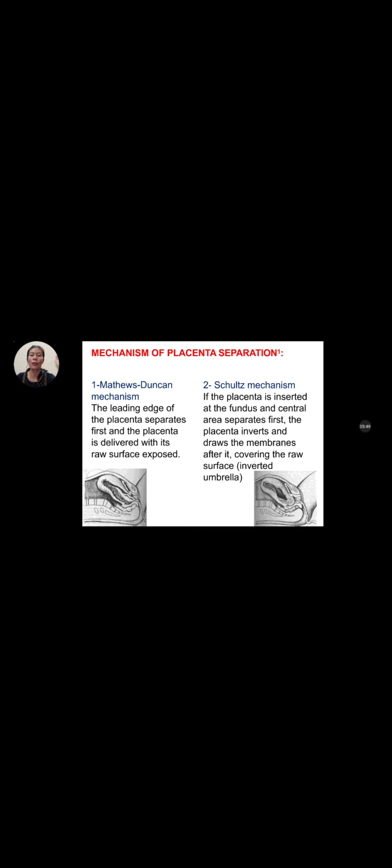Namely, it is the Matthews-Duncan mechanism. Second is Schultze's mechanism. So what happened in the first, Matthews-Duncan mechanism? Here we can see in the image also that the placenta can be separated. The placenta is a round, hard, disc-like structure in anatomy. If we see, the whole placenta is attached to the uterine layers.